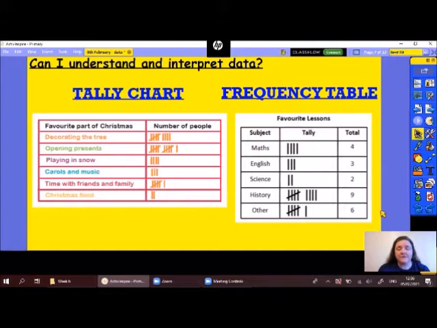The difference with a frequency table is that it has the tally column in the same way that the tally chart does, but it also has a total column, so that you can work out the total number of each thing, and it makes it even easier to read.